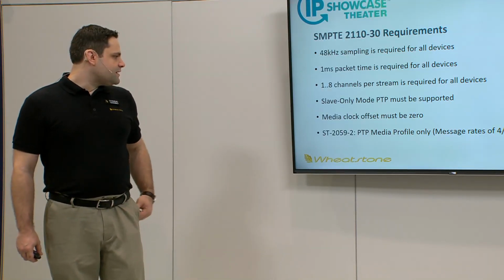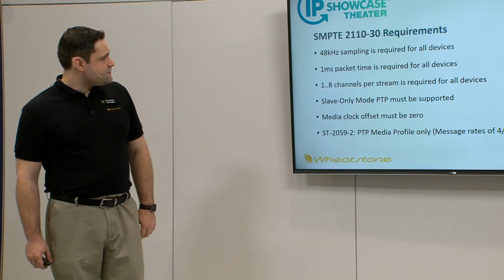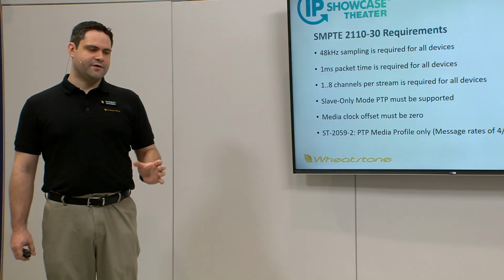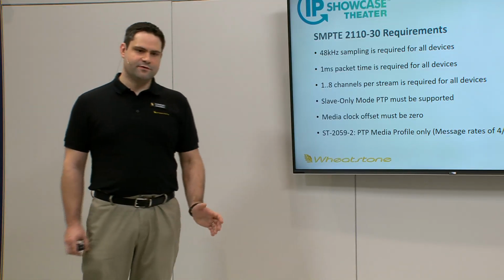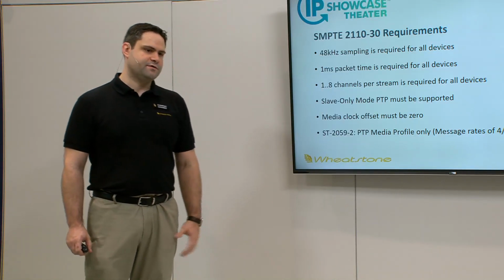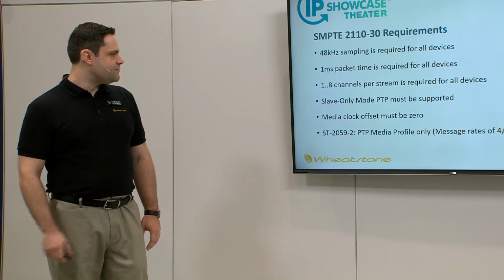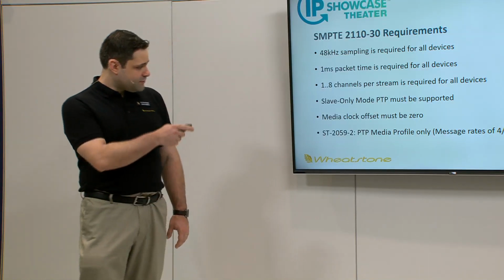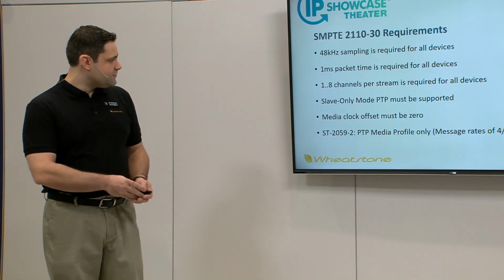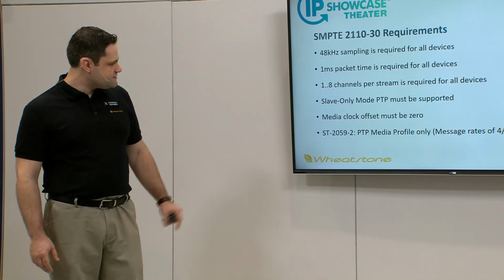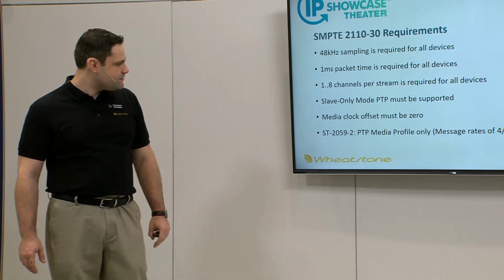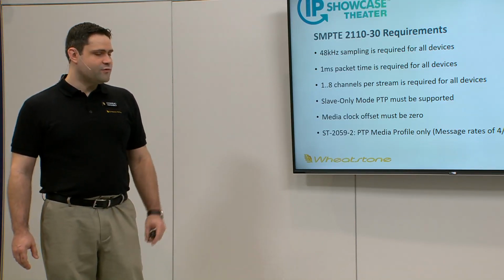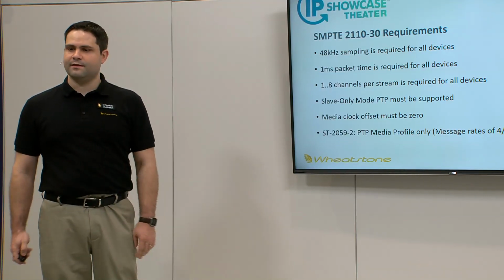The media clock offset for SMPTE must be 0, which is not the case for AES67. It doesn't require a 0 offset. SMPTE does require a 0 offset, which has to do with the timing that's present in the RTP packets. The media profile called out for PTP is this profile here, this 2059-2 for 2110, which is a rate of 4 announce messages per second.